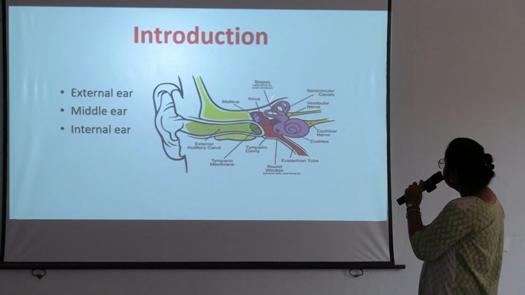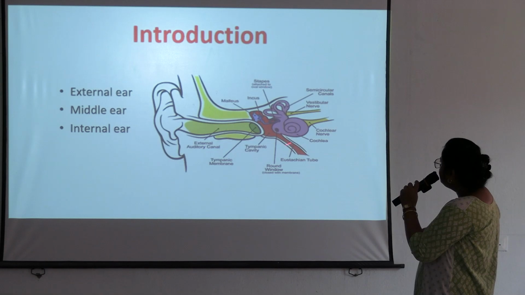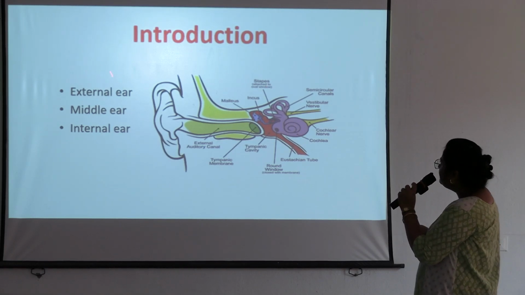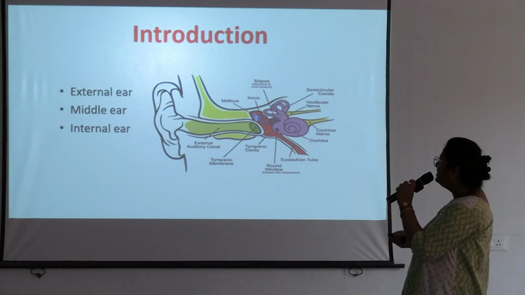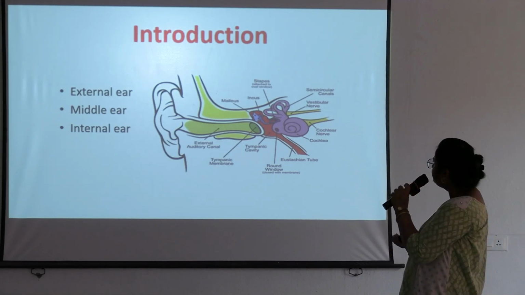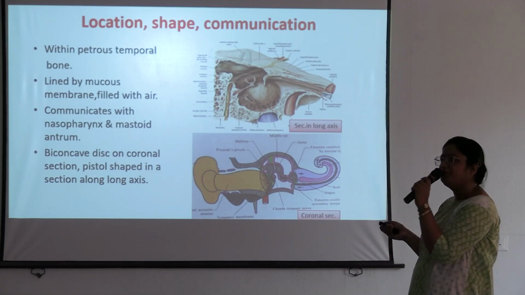Okay, and this cochlea, semicircular canals and vestibule, all these together form the internal ear. So these are the 3 parts of the ear: external ear, middle ear, and internal ear. Next, we are going to the location, shape, and communication.